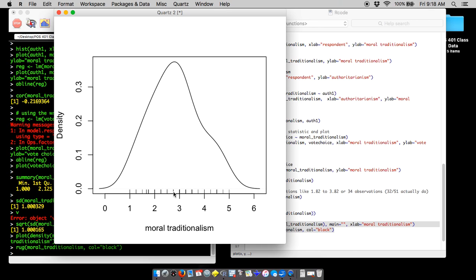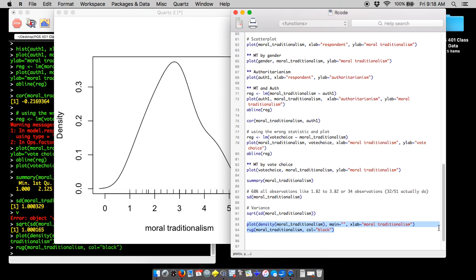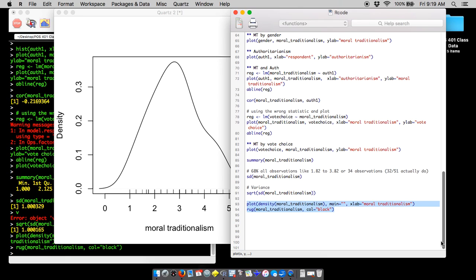And you can see the rug. Some of these are light, and that just means maybe one or two people had that answer, and then some of these are dark, and that means that there's actually lots of observations there. So this might actually be hiding like 5 or 6 people that chose, say, 3.2 on this moral traditionalism scale. So this is just how we would actually start playing with data or start analyzing data.